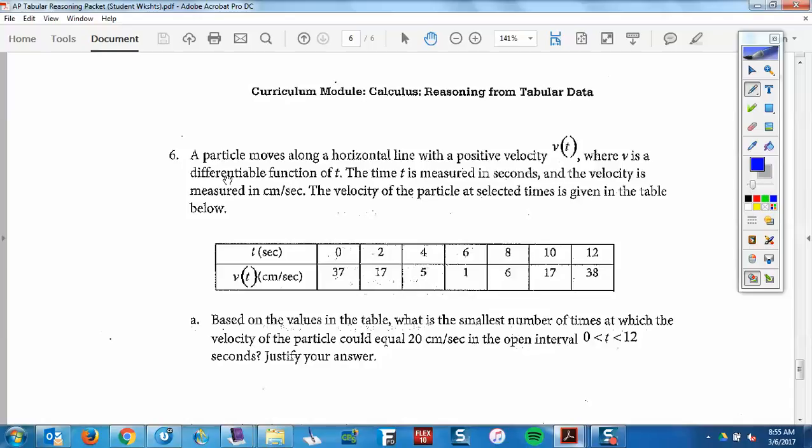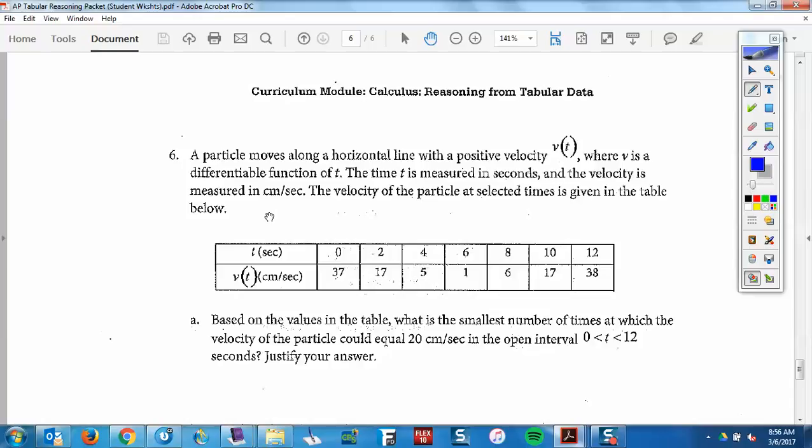So what's that mean when it's differentiable? It's continuous, right? Differentiable means it's continuous, so it's connected. There's no jumps and gaps and stuff like that. So we know it's going to go from 37 to 17. Now it might go up above 37, down below 17, and whatever. We don't know it's going to go straight down to 17. But we do know it's not going to skip over anything. The intermediate value theorem tells us that you're going to hit all those values between 37 and 17.